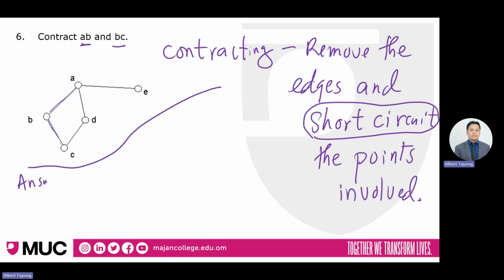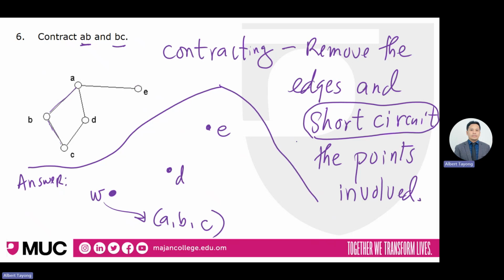So I'm going to put the answer here. So here, I'm going to put my W, okay? Our W here contains 3 points, A, B, and C. Because these are the points involved when we delete AB and BC. So they are together now. Okay, we have our D here, and here is our E. So these are the only points remaining. Originally, we have 1, 2, 3, 4, 5. There are 5 points. Now it's going to be only 3 points because A, B, and C are combined or merged.